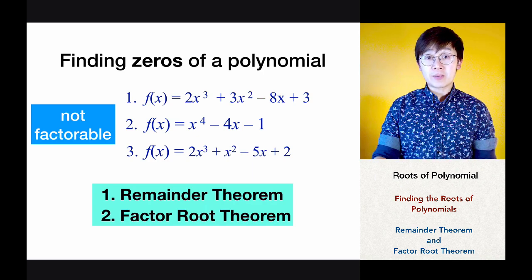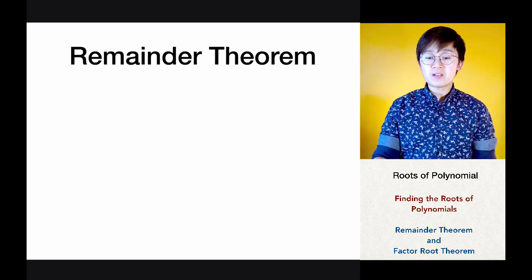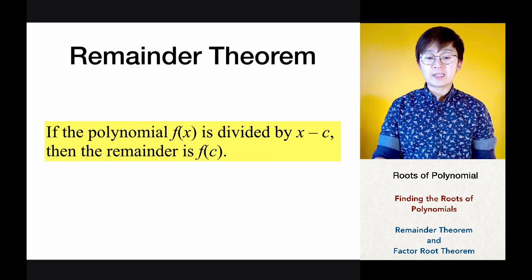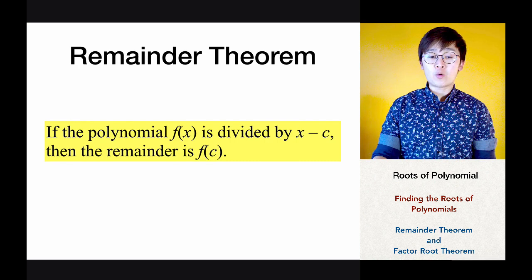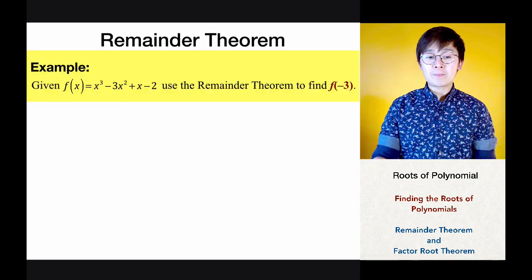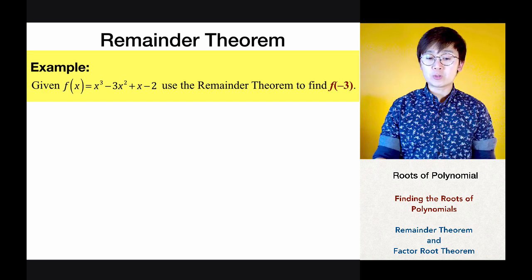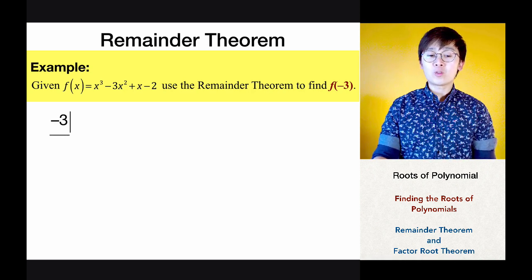Now we'll start with the remainder theorem. According to the remainder theorem, if we have a polynomial and it's divided by x minus c, the remainder, which is found using synthetic division or long division, would be the value of f of c. For example, we have the function x cubed minus 3x squared plus x minus 2, and we're going to use the remainder theorem to find the value of f of -3. With this theorem, all we need to do is use synthetic division and see what our remainder will be.